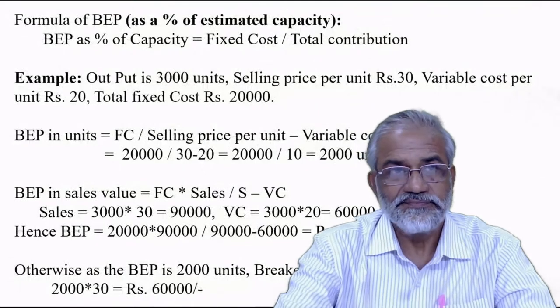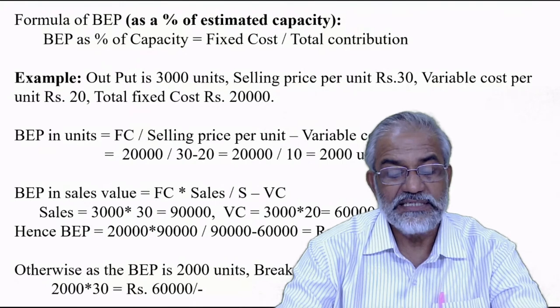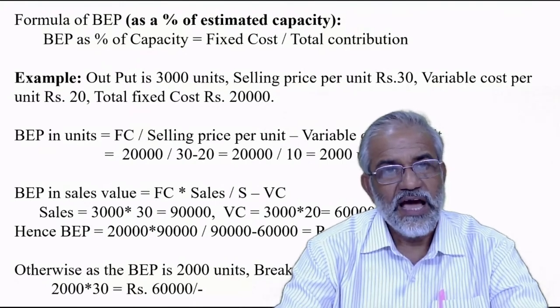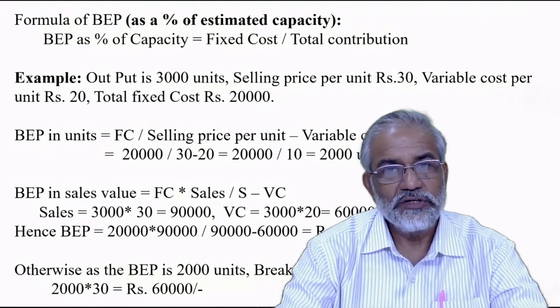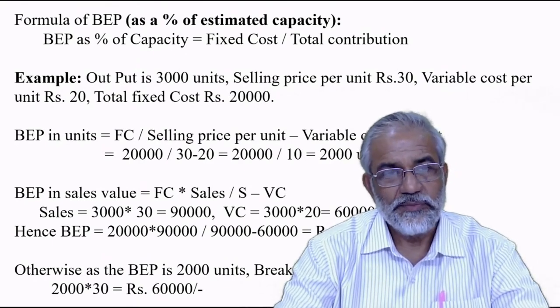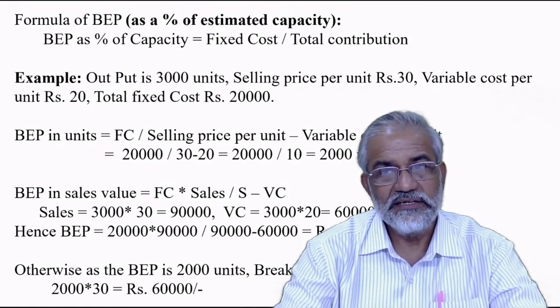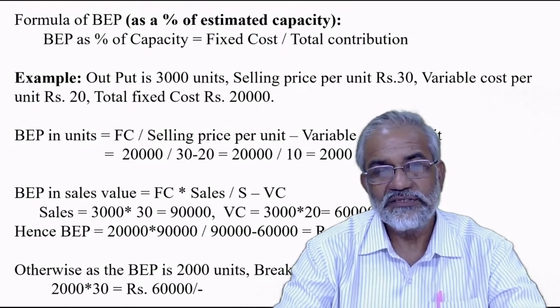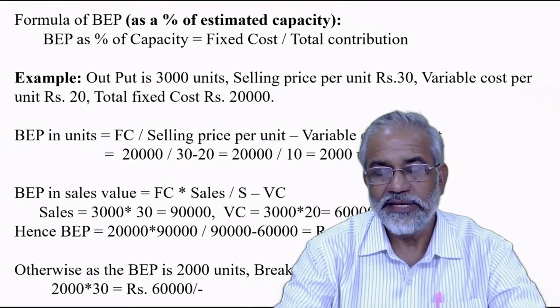Again, the formula for break-even point as percentage of estimated capacity: break-even as percentage of capacity would be fixed cost divided by total contribution. Take an example for the discussion of the issue. For a particular product, the output is 3000 units. Selling price per unit is 30. Variable cost per unit is 20. And the total fixed cost is 20,000, which will remain constant over a period.